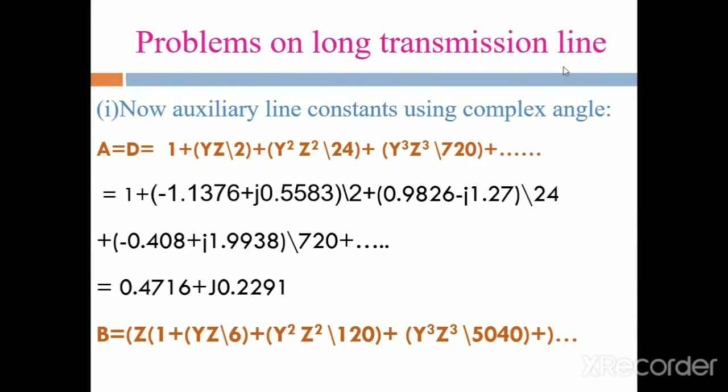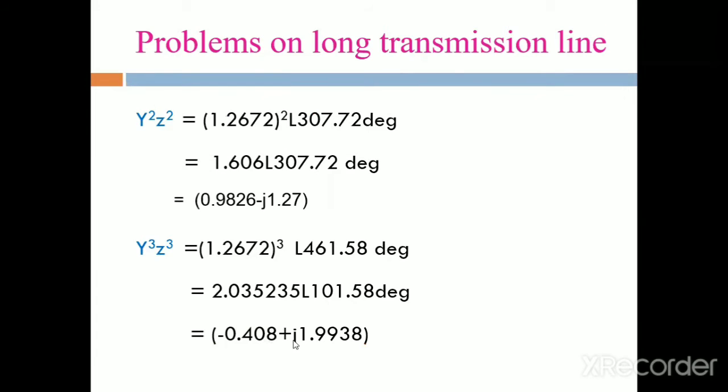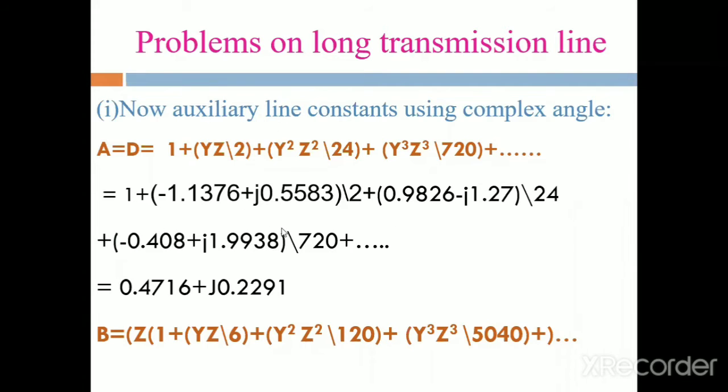Plus, after that, we calculated Y cube Z cube, and that will be substituted in this formula. The Y cube Z cube is minus 0.408 plus j 1.9938. Okay, substitute that value, divided by 720, this is the 6 factorial, plus and so on. Then we calculate 0.4716 plus j 0.2291. Okay, this is the value for that A, and also the D value in the case of the complex angle method.